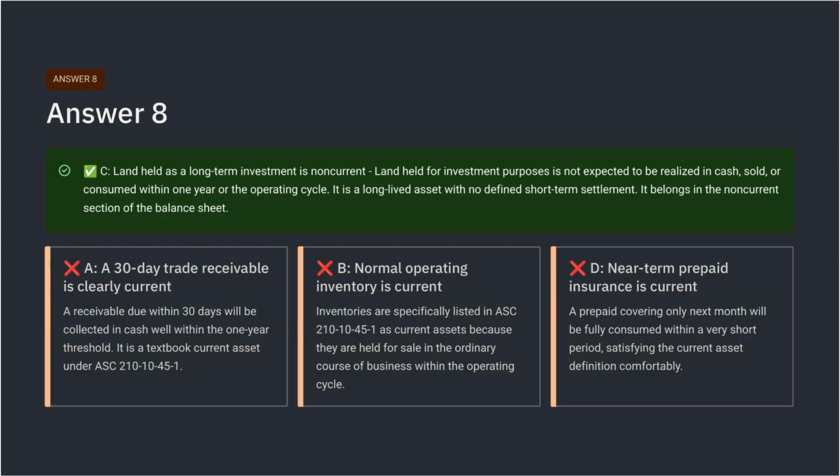Option D is wrong because prepaid insurance covering next month is current. This question again proves the rule. Classification depends on timing and purpose.